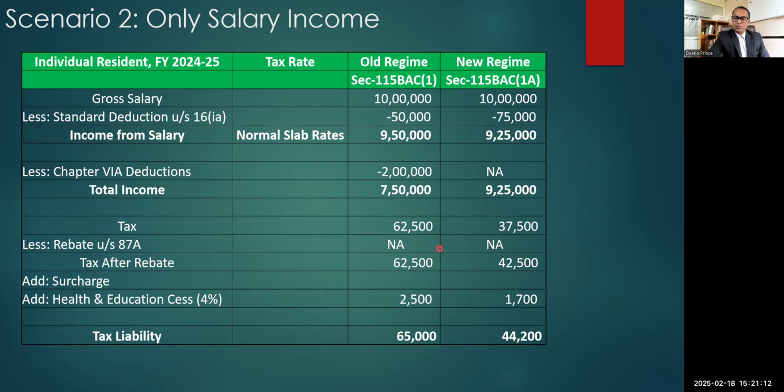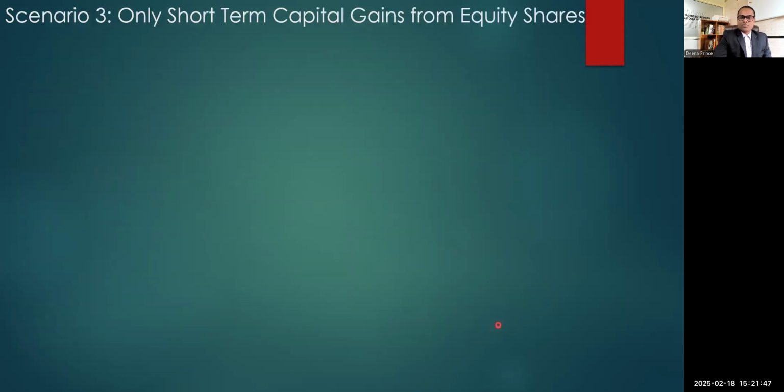87A rebate is not allowed in both cases because 87A rebate is allowed only when in old tax regime you have income up to 5 lakhs, and in case of new tax regime you have total income up to 7 lakhs. Here total income in old tax regime is exceeding 5 lakhs, in new tax regime it is exceeding 7 lakhs, and that's the reason why it is not allowed. So with this, adding the surcharge, the tax liability comes to 65 and 44,200. There is no more further confusion here.